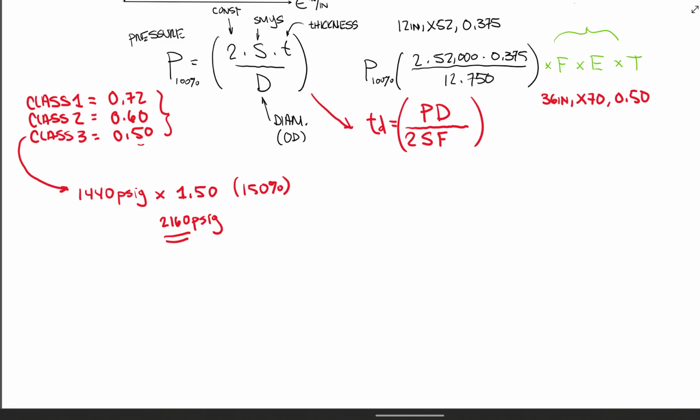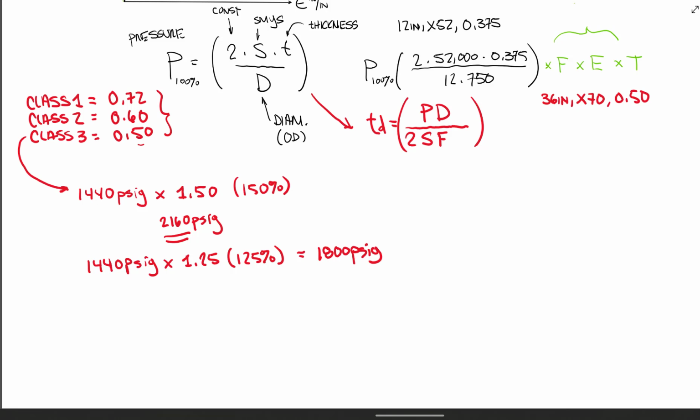For class 2, you could take your 1440, and you're going to have to multiply that. If you look in the Code of Federal Regulations, they say for a class 2 location, you're going to have to multiply by 1.25 or 125% for 8 hours or 4 hours or whatever it may be. Well, that comes out to be 1800 psig, for 4 hours or 8 hours.